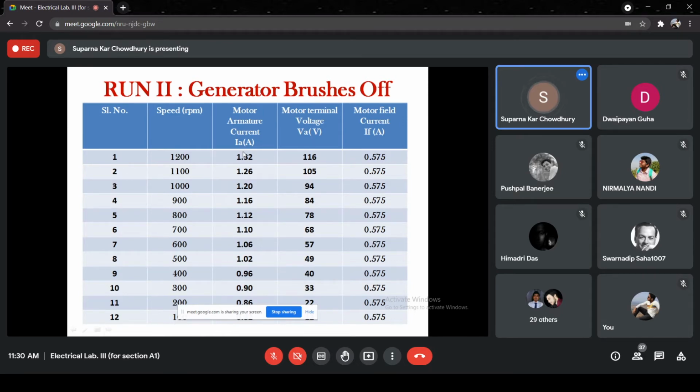So from here, motor terminal voltage into current is the input. The resistance we will measure at the end. So VI minus I square R of the motor will give you the windage and bearing friction loss of the generator.